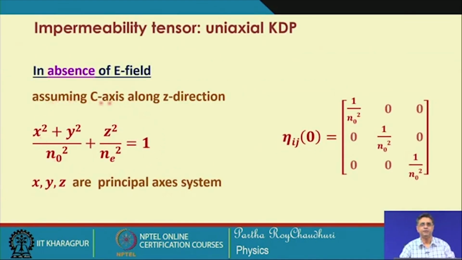So, this is again very well known by now, we are very much conversant with this. Assuming the c axis along the z axis, in absence of electric field, that is the natural representation for the index ellipsoid of this crystal, with ordinary refractive index and extraordinary refractive index, and we can write this ellipsoid in this form. The impermeability tensor in this case is n0 square, n0 square, and this should be ne square. There is a mistake, this should be ne square, extraordinary refractive index.